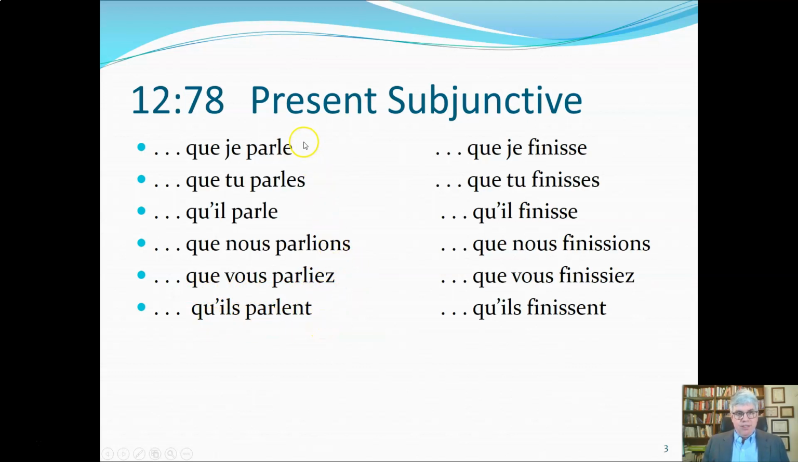Now, notice that everything looks like the present indicative, except for the nous and the vous forms, which look like the imperfect. It's like there's nothing new here in these endings. It's just a new tense where we're rehashing the old endings. Same thing with finir. We have que je finisse, que tu finisses, qu'il finisse, que nous finissions, que vous finissiez, et qu'ils finissent. Same endings, but we use the stem, the long stem for the IR verbs like finir.